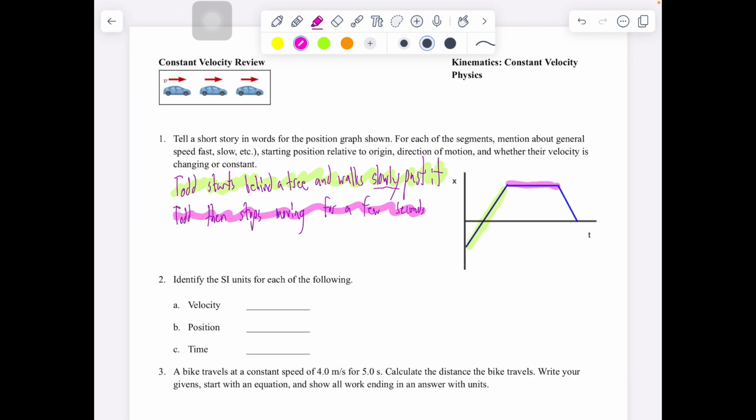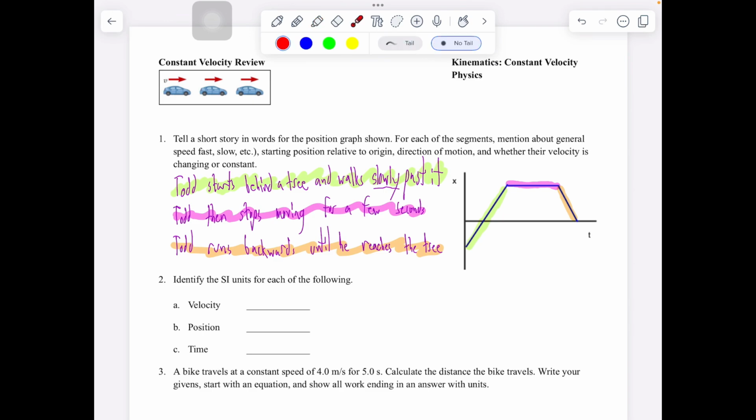Alright, and then, lastly, this section, now we have this downward slope. That means we're moving backwards. So Todd runs backwards until he reaches the tree. And that tree is what I'm calling the origin. So we can see in our line, he hits the origin, right here, that's where our tree is. So Todd runs all the way back until he reaches the tree.